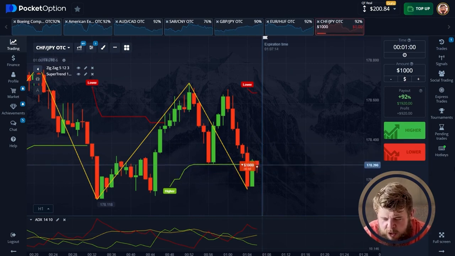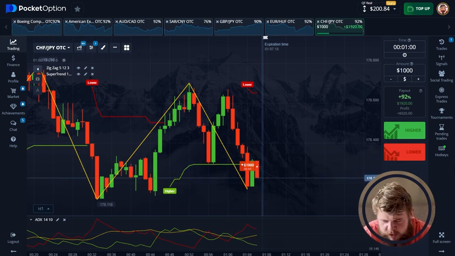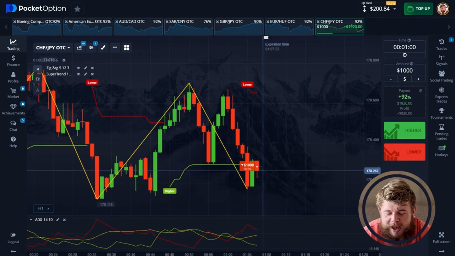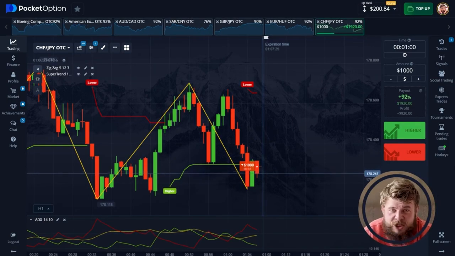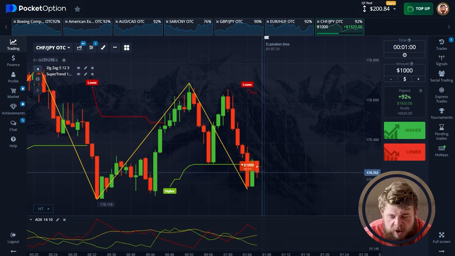And according to the SuperTrend, we're in the sell zone. According to the ZigZag, we're also in the sell zone. And according to the ADX, we're also in the sell zone. So we have a lot of confirmations that we need just to do what? Yep, correctly. We need to sell, and we did it. We sold it.